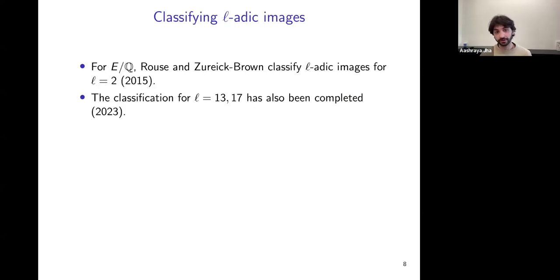So what do we know so far? For elliptic curves over the rationals, Rouse and Zureick-Brown classified ℓ-adic images for ℓ equal to 2. We also know the classification for 13 and 17. This follows the paper of Rouse and Zureick-Brown, where they document a lot of cases that have been done, and I think this was eventually finished off in a paper of Balakrishnan, Dogra, Müller, Tuitman, and Vonk.